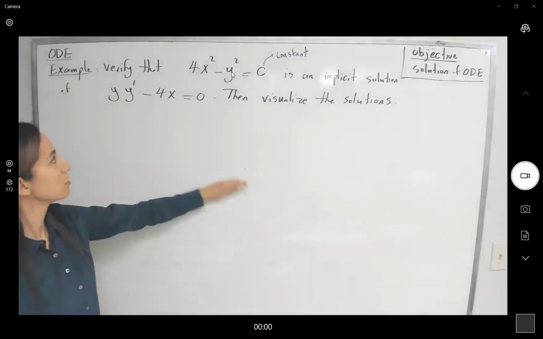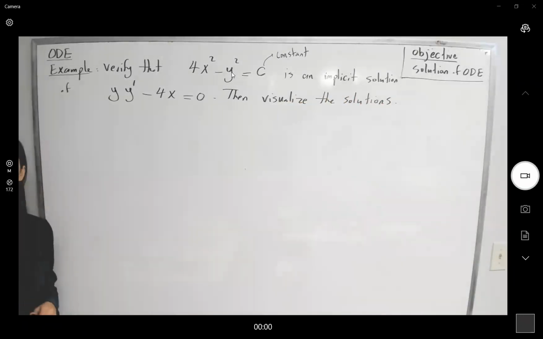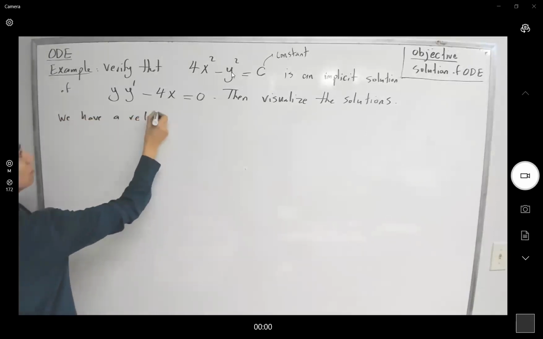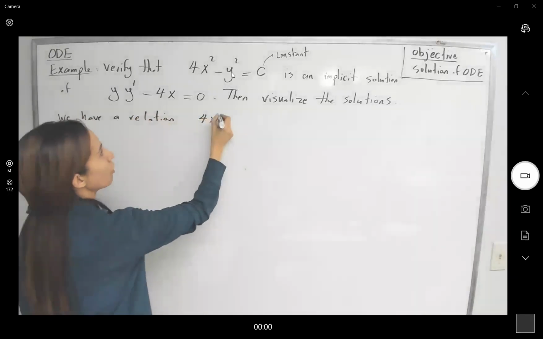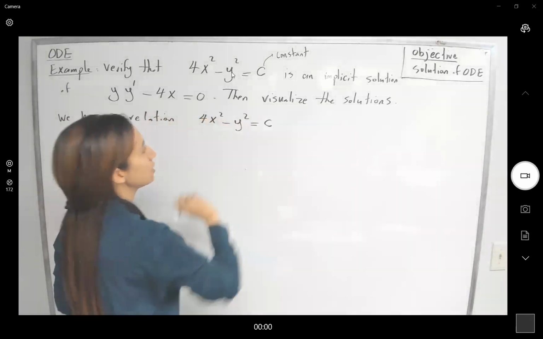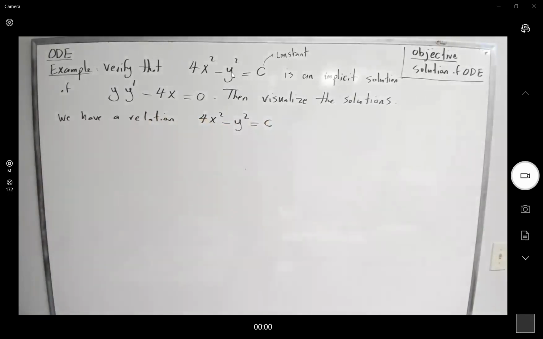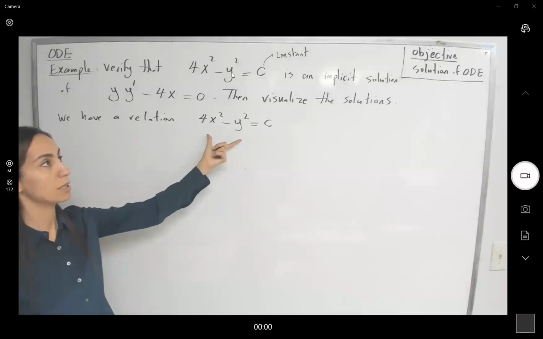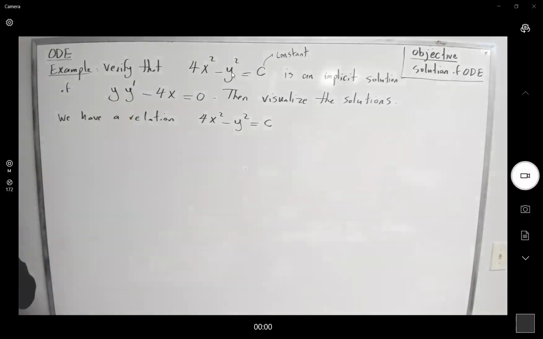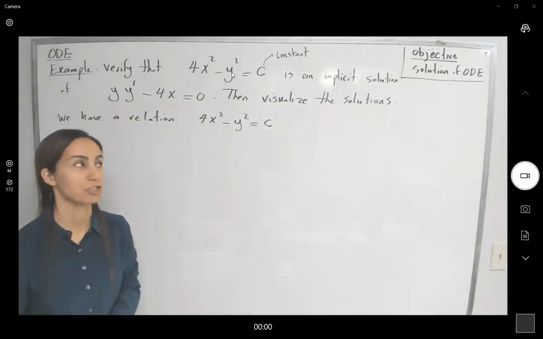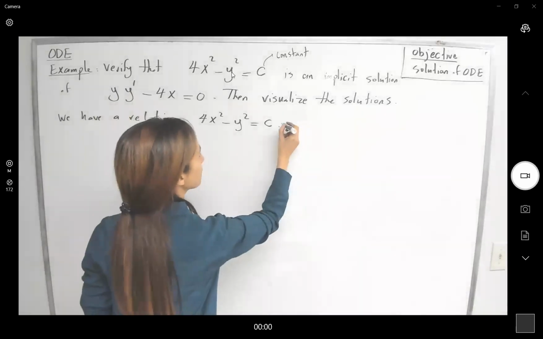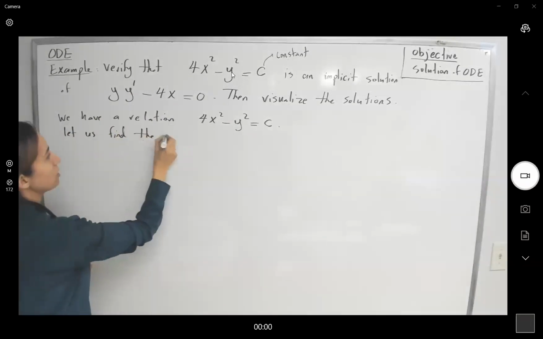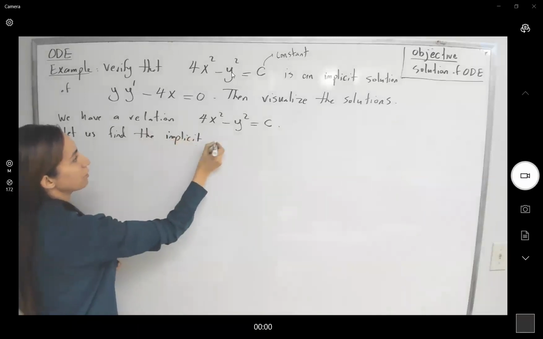Okay. So what do we have here? We have a relation. What is that relation? x squared minus y squared equals a constant c. Well, to check to see if this relation is an implicit solution for this differential equation, we need the implicit differentiation. Let us find the implicit differentiation.